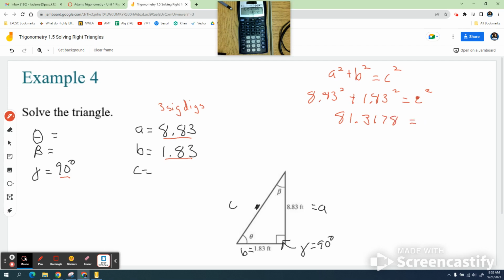Now, we don't worry about the significant digits until we get to our final answer. So it's always better to not round at the beginning, round at the end. Well, that equals c squared. Okay, cool. Well, what do I do next to find out the length of C? Take the square root, right? So I'm going to take the square root. By the way, what's 9 squared? 81. So we should have a value a little bit bigger than 9, right? Does that make sense?